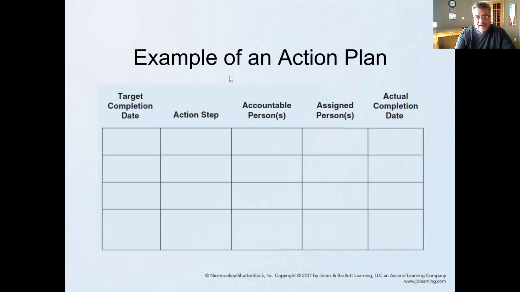Here's an example of a blank action plan. This is also in the book. You have dates, you have the steps, you have who is responsible, who's assigned to it, and the actual completion date. And this is a very simplified version of it, of course.